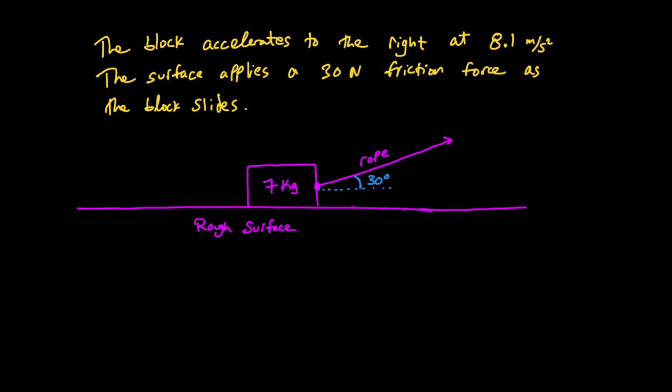So we have a block. It's accelerating to the right at 8.1 meters per second squared. The surface applies a 30 Newton friction force as the block slides. Now, I've given you all the information you would need to figure everything out about the future of this physical system. So if you want to, you can pause the video now and try to list out all the things that you could solve for.